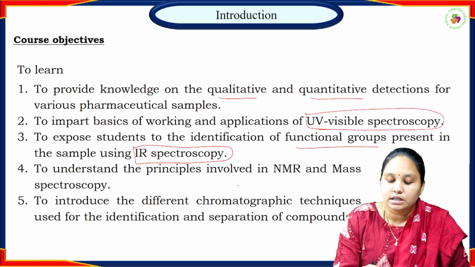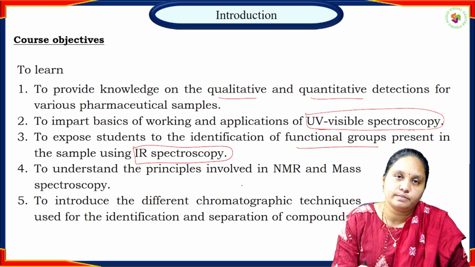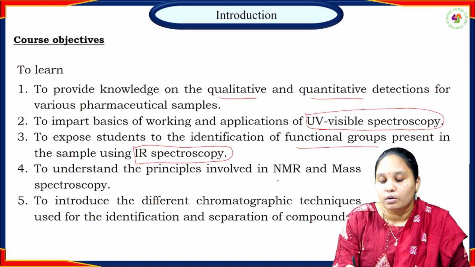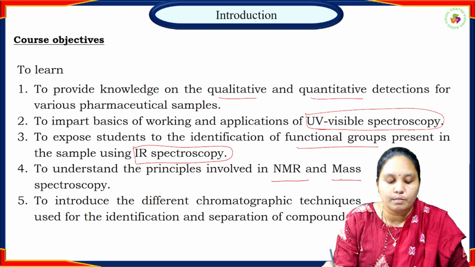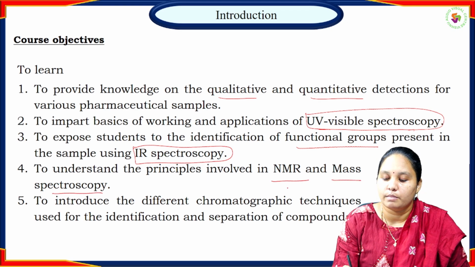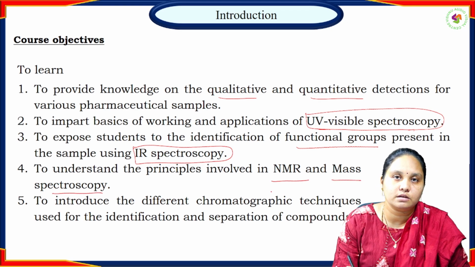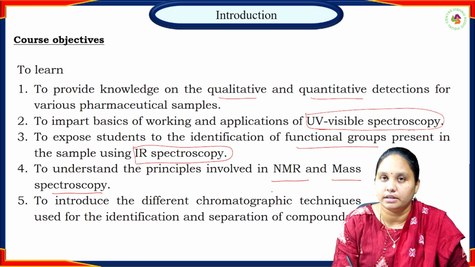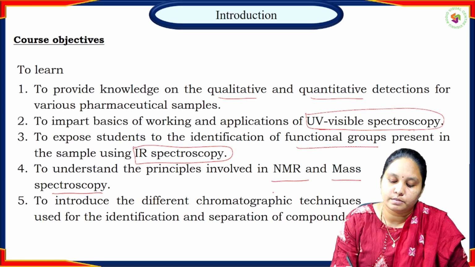Next, to understand the principles involved in NMR and mass spectroscopy. This is one more technique used to find out the quality and the quantity of that particular compound. NMR spectroscopy and mass spectroscopy are also qualitative techniques to identify the unknown sample containing the concentration and the functional groups present in it.